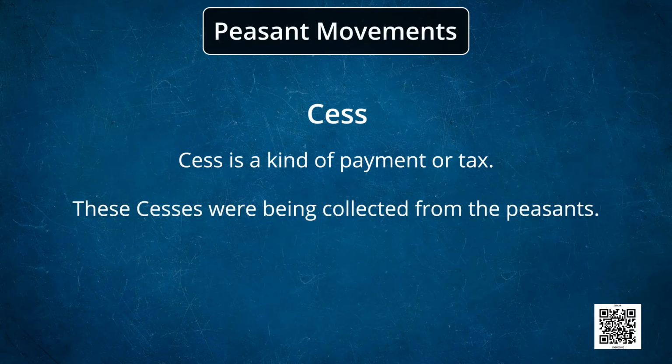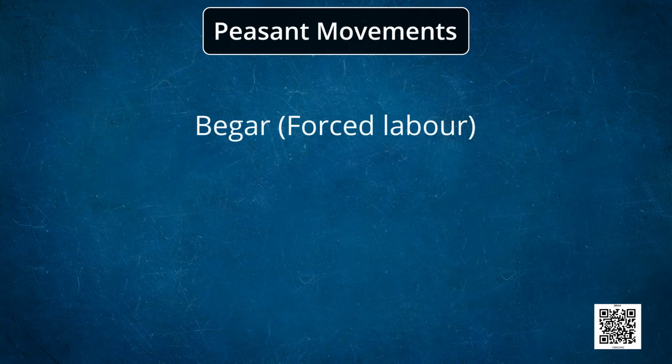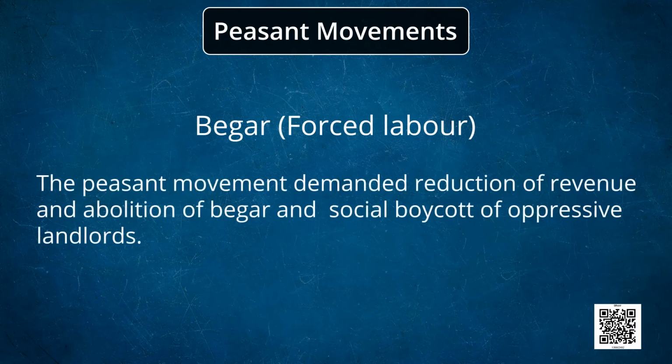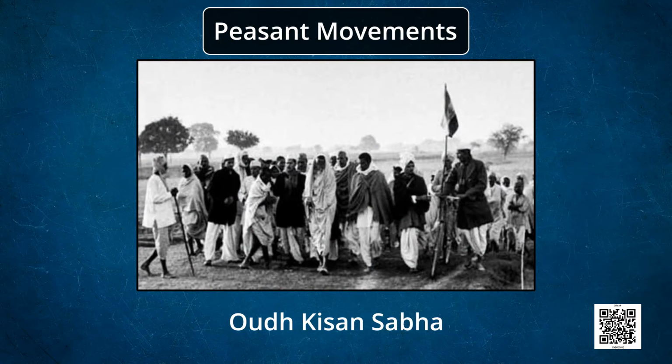So these cesses were being collected from the peasants. Peasants also had to do begar, means forced labor. The peasant movement demanded reduction of revenue and abolition of begar and social boycott of oppressive landlords. Awadh Kisan Sabha was set up, headed by Jawaharlal Nehru, Baba Ramchandra of Awadh and many others. And within a month, it had over 300 branches in various villages.